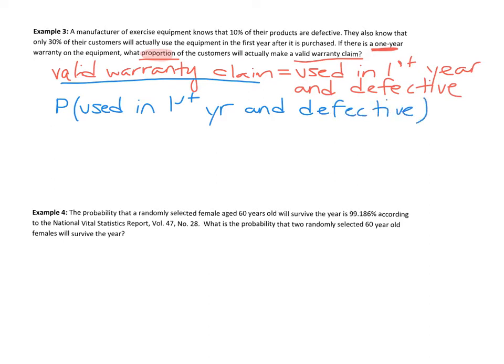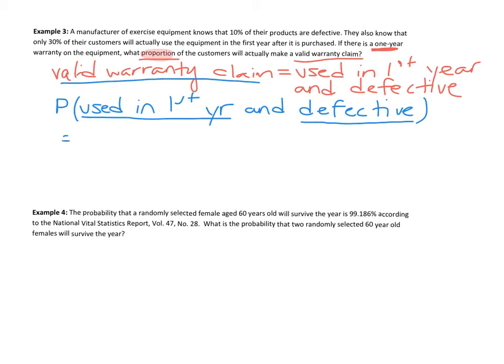And these are two events. Used in the first year is your first event. Defective is your second event. And these are independent, because whether or not you decide to use your equipment has nothing to do with the fact that it's defective. You wouldn't know it's defective till after you decide to use it and you open the box and realize it doesn't work. So the probabilities are not going to be affected by these. These are independent.